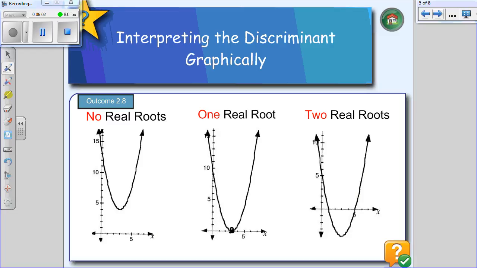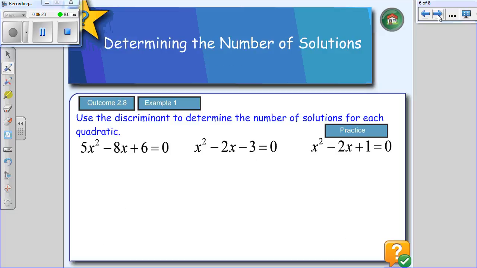And if there's two solutions or the discriminant is greater than 0, you get a picture that looks somewhat like that. It could be flipped, moved to the side. Or you could do lots of crazy things, but you know you're going to have two x-intercepts. And that's all that really matters. Let's try a question. Use the discriminant to determine the number of solutions for each quadratic.